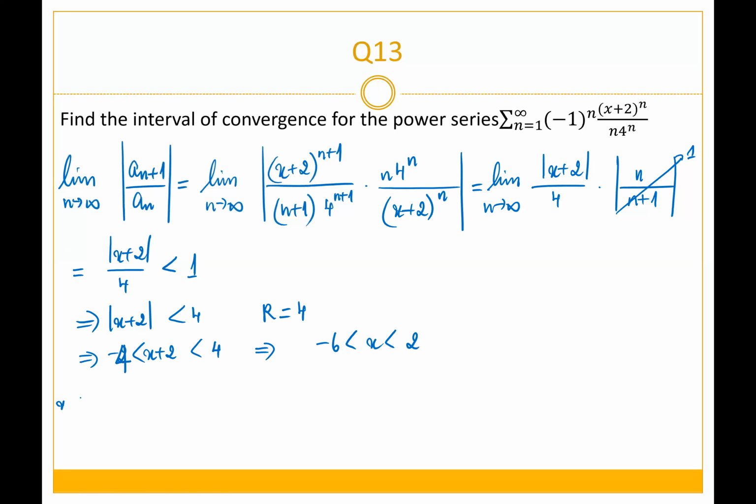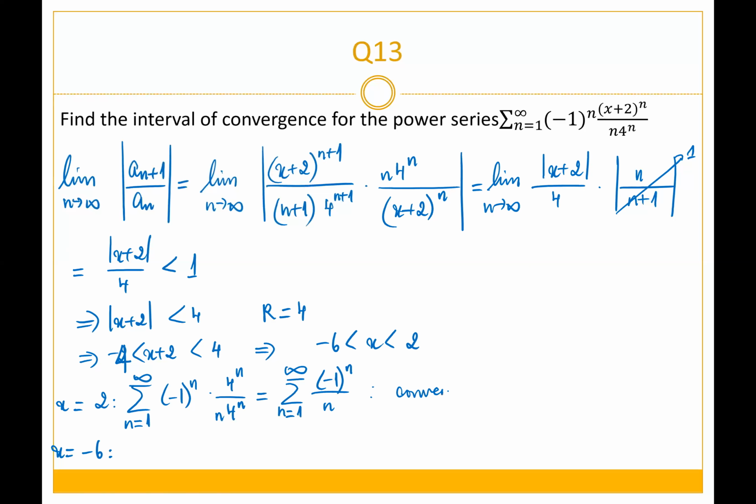Now let's check the endpoints, where you have x equal to 2 and x equal to -6. This one we end up with the series of (-1) to the n, 4 to the n over n times 4 to the n. And we have this series (-1) to the n over n, and this one is convergent by the alternating series test.